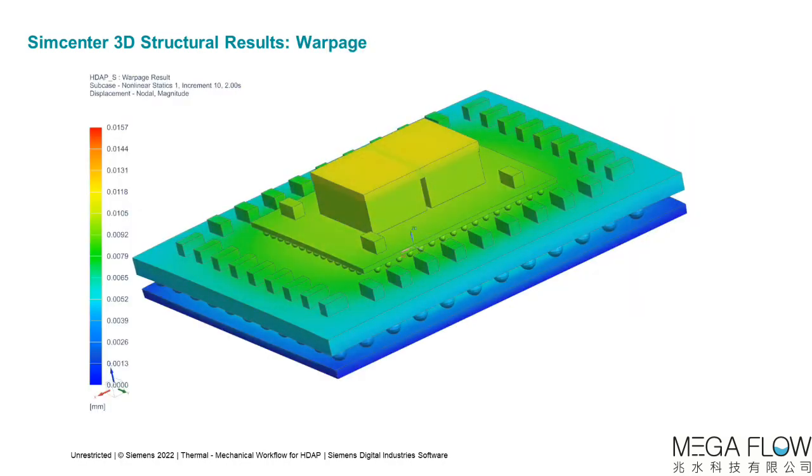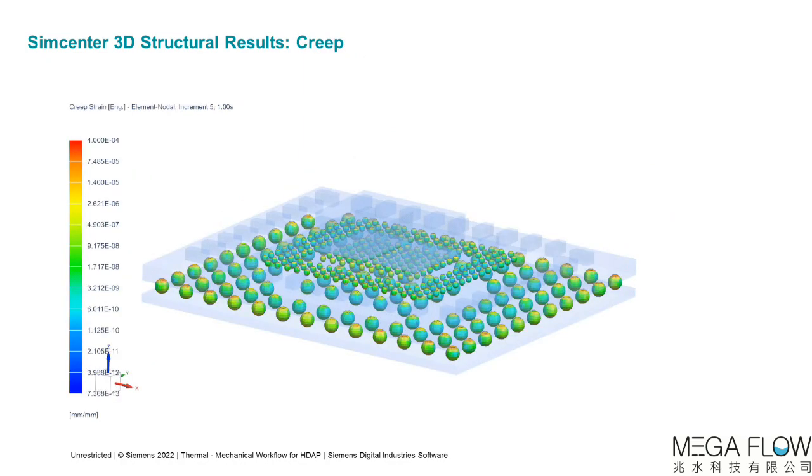Here we're looking at the warpage. The scale here of the deformation was magnified for better visualization. And finally, our nonlinear analysis of creep strain. This shows our solid material that could permanently deform under the influence of stress. And that concludes my presentation.